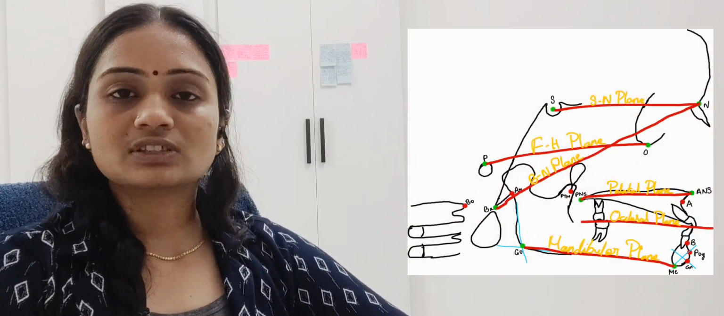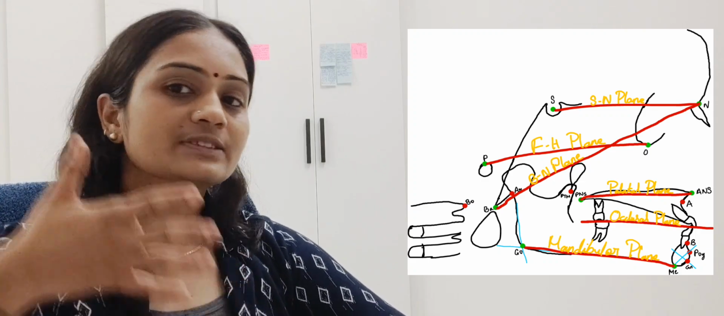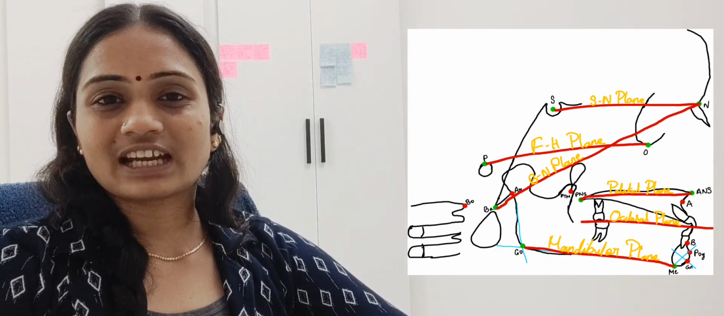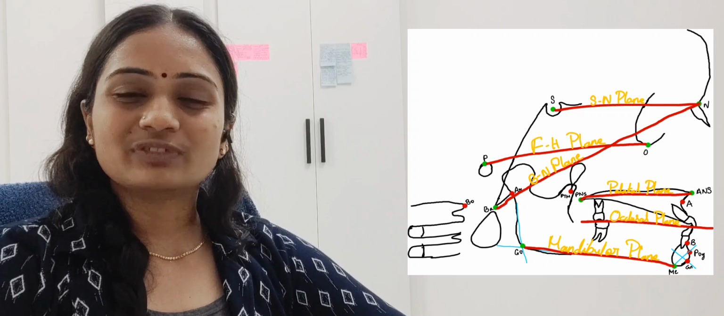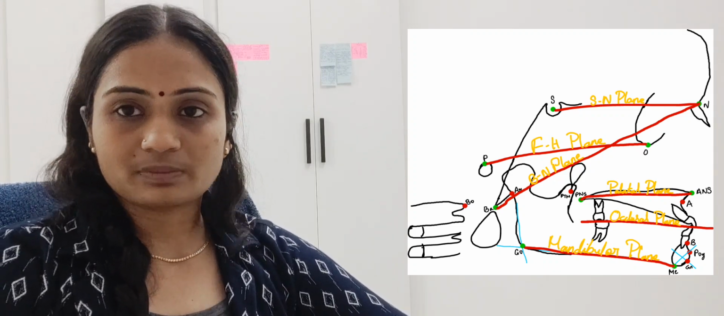First of all, horizontal planes. For horizontal planes we are going to remember like this. See, like this. So we have learned this in first year anatomy for the facial nerve branches. Do you remember? So like that we are going to learn for horizontal planes, lines or planes.